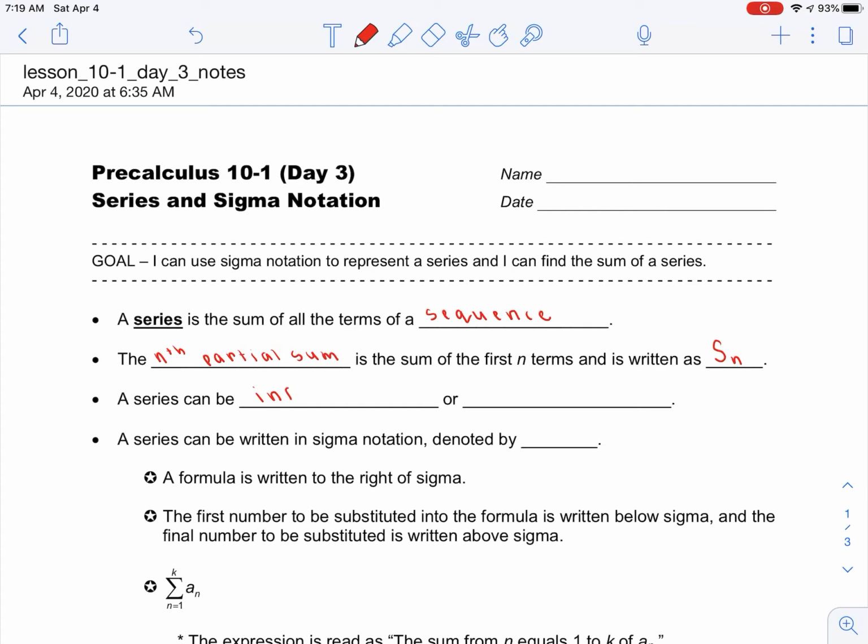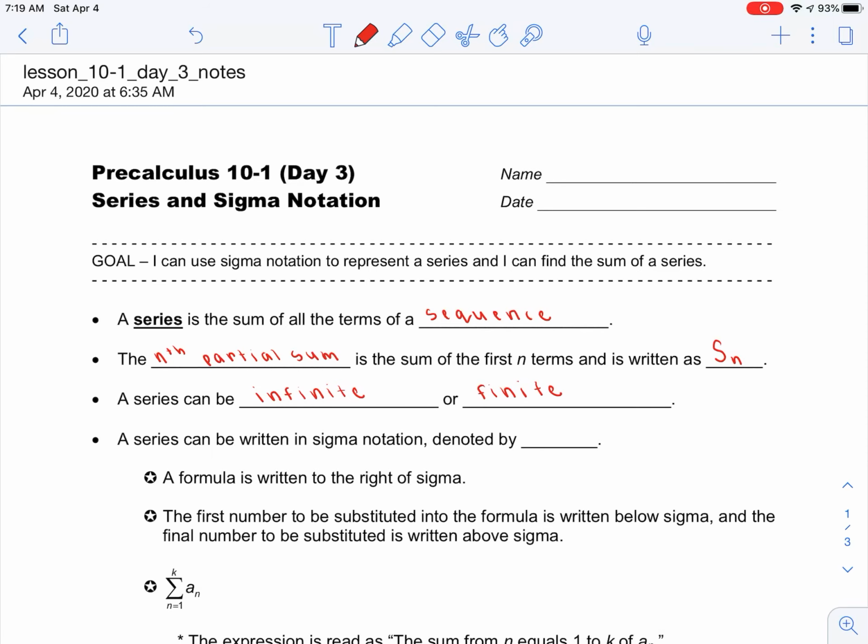A series can be infinite or finite. Final. That doesn't say finite. Let's try again. Finite.